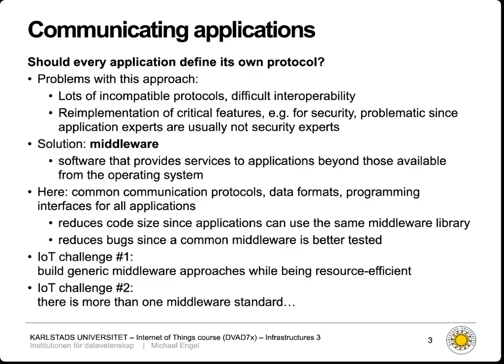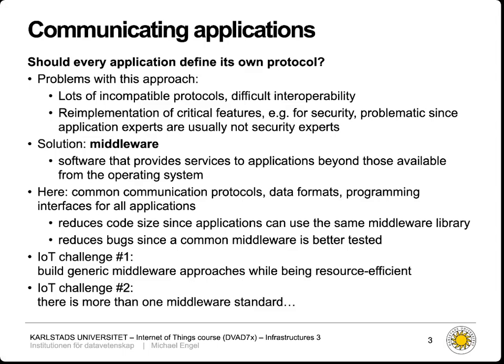So when we want to build applications for the IoT, it's highly important that these applications are able to communicate, even though they might be written by different companies, might be provided by different vendors, running in different applications on completely different devices, because otherwise an Internet of Things won't make too much sense, because without communication, you will just have standalone systems. So the question that comes up is, should every application try to define its own protocol?